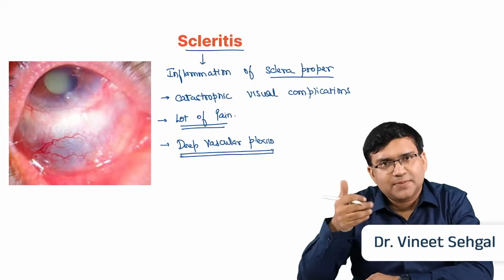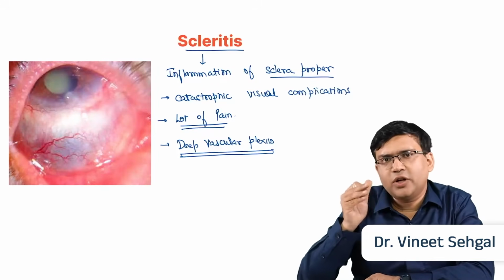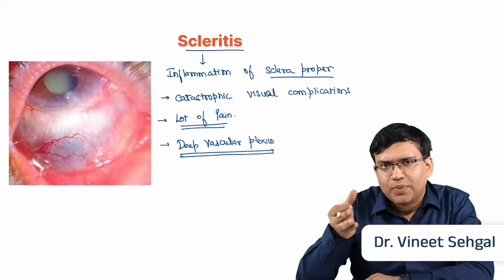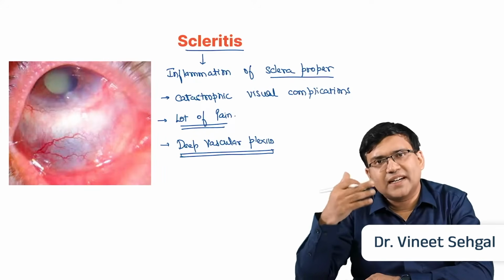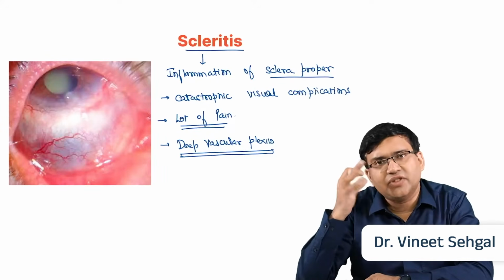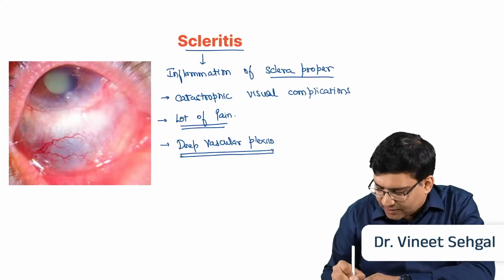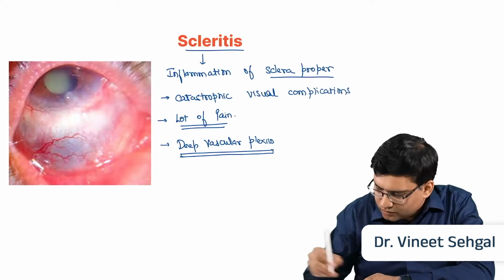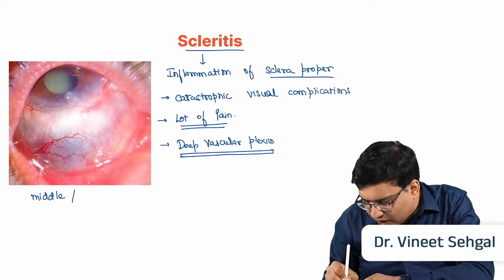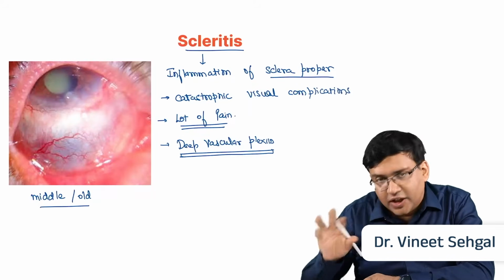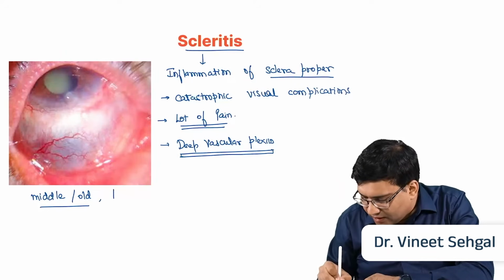In episcleritis you may have a young female presenting to you. In scleritis, they would tell you that a 50-year-old female came to the OPD with a history of rheumatoid arthritis and severe pain in the eye. So what are the important clues? The patient is usually middle to old age, in contrast to episcleritis.